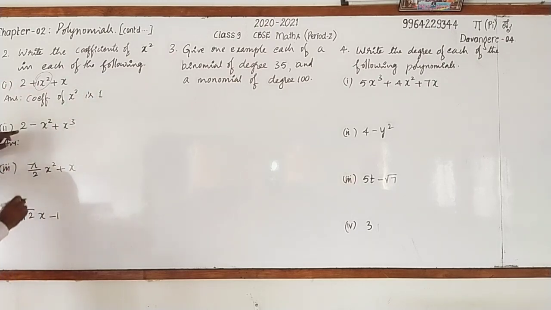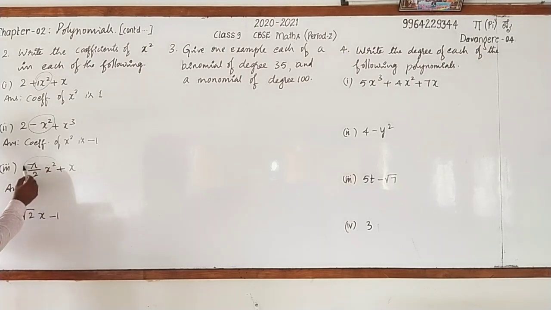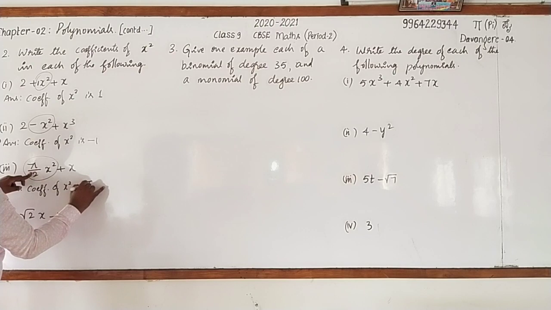Let's go for the second one. Identify the x square term. This is minus x square. What is its coefficient? It is minus 1. Here I write, coefficient of x square is minus 1. Then, the third one. Identify the x square term. It is pi by 2 x square. Hence, the coefficient of x square is pi by 2.